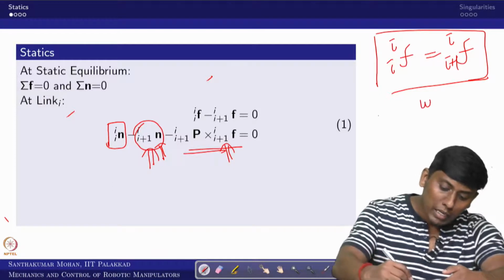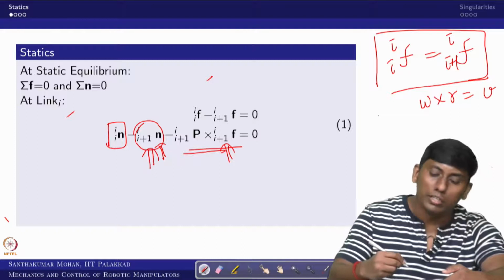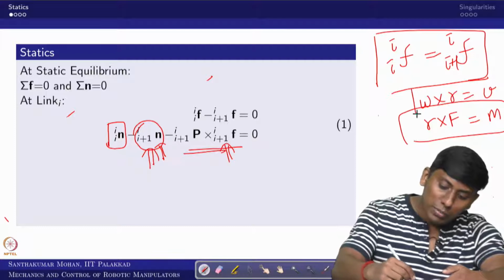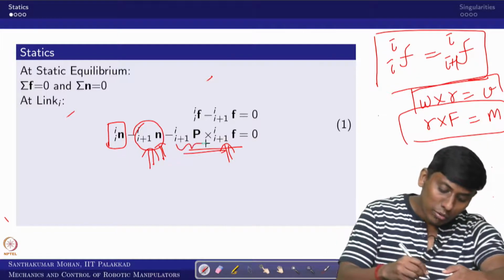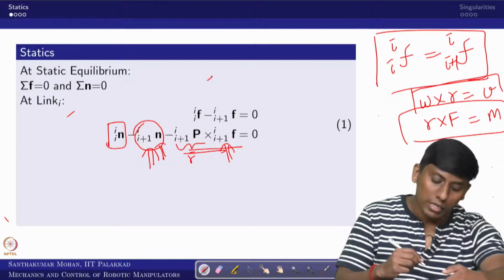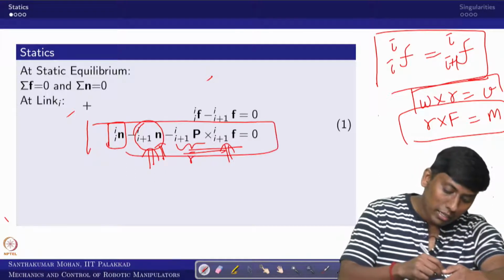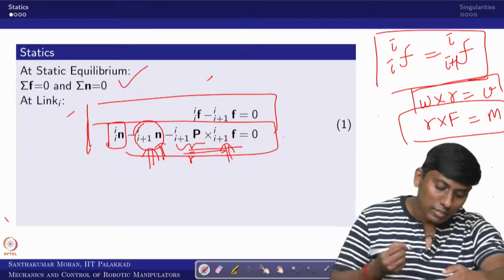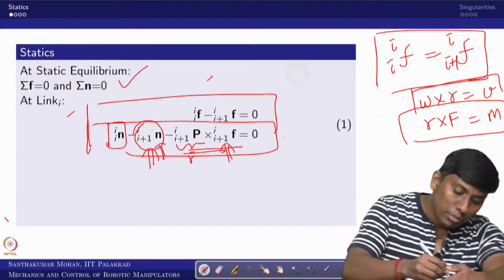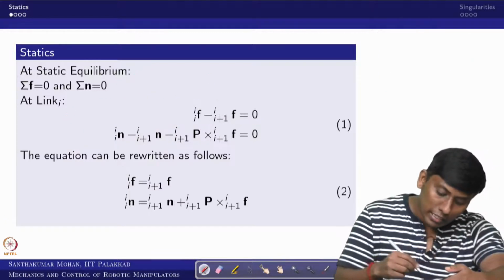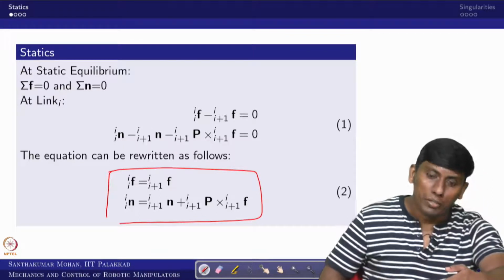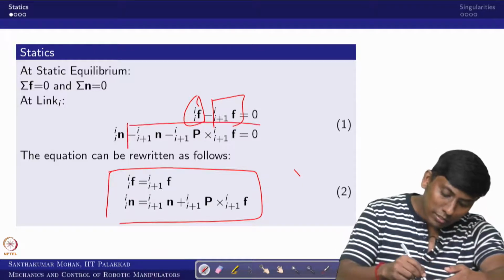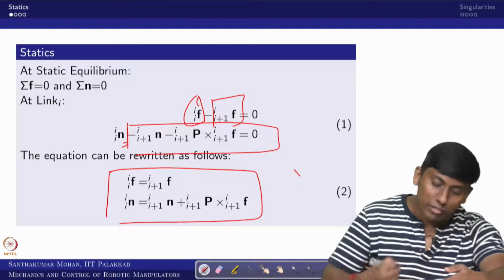So now you should be clear: omega cross r would be linear velocity and r cross f is the moment. So the direction should be very clear. Now you can see this is equal to r cross f. This is the static equilibrium condition. Whatever we have written, we have written in this form. Now we can write this as a propagation model, in the sense of a backward propagation model. For that, we rewrite this equation in this form, where we equate this to this, and similarly we equate all of this to this form.